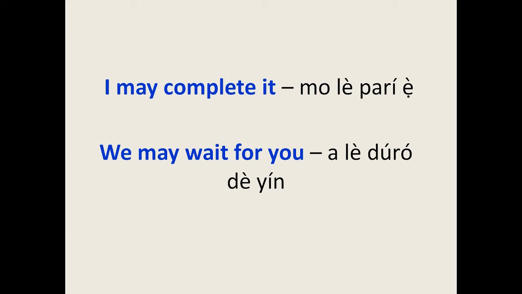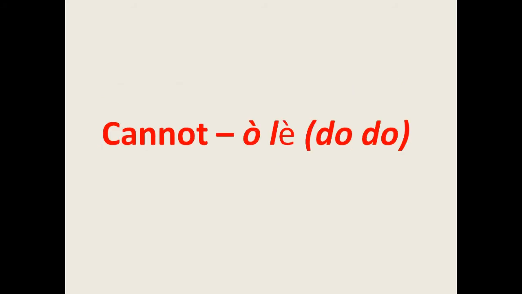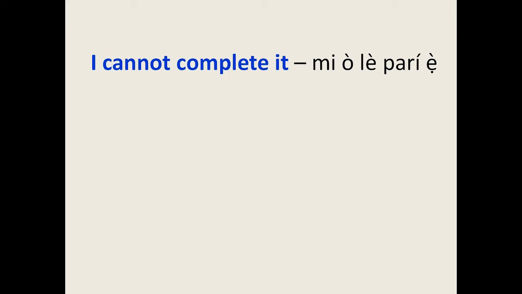Let's see examples. I think we skip the negation for "may not" first, but let's talk about "cannot" before we go to "may not". So, let's talk about the negative for "cannot". If you want to say "I cannot complete it", it will now be mi ò lè parí ẹ̀. You remember the same thing we had for the previous one we talked about, when we talked about the negation.